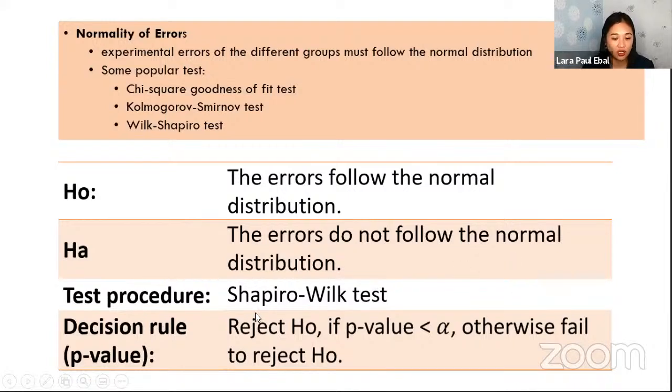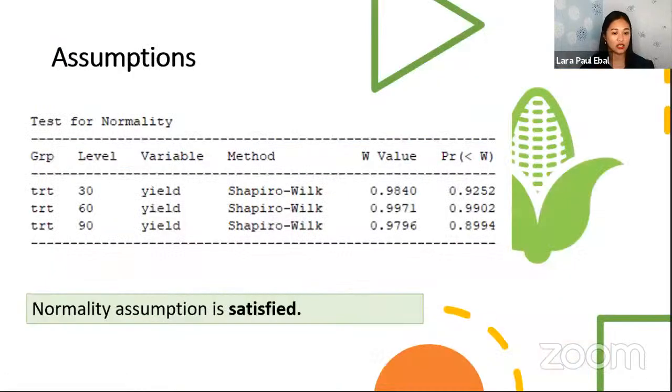Okay, then we can use the STAR software to check on this. Okay. This test uses Shapiro-Wilk, and then the decision rule: reject HO if the p-value is less than alpha, otherwise fail to reject the HO. Okay, an example. So since we have different groups, we have to check normality for each group. Okay, so we have the p-value. Okay, for group 1, we have 0.92. That's way higher than 0.05.